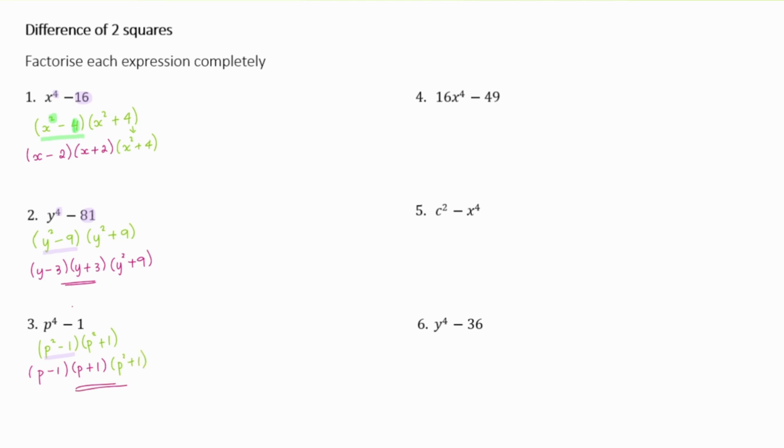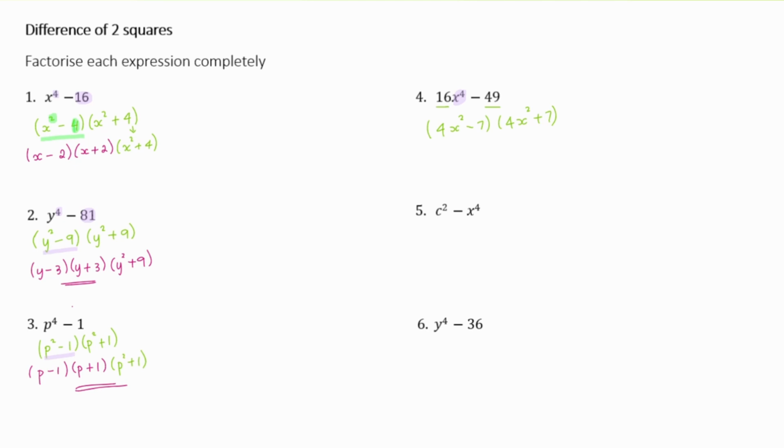For number 4, we've got 16x to the power 4 minus 49. So we've got 16, which is a square number. X to the power 4 means that we have multiplied x squared by itself, and 49 is also a square number. So the square root of 16 is 4, so we could put 4. And to get x to the power 4, we are multiplying x squared. The square root of 49 is 7, so for the first bracket we're going to put 4x minus 7, and for the second bracket we're going to put 4x plus 7.